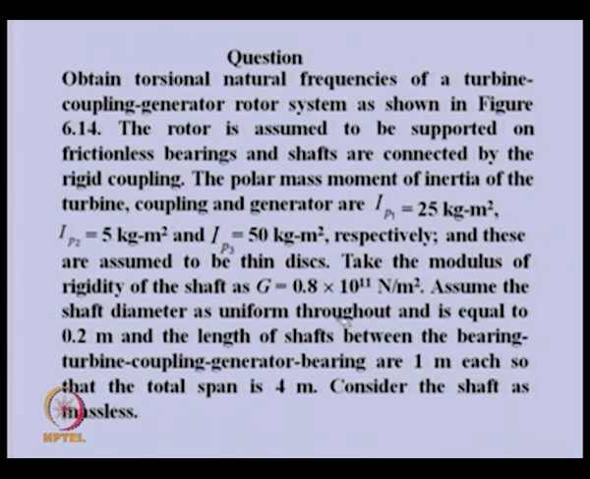We are assuming that the shaft is uniform and has no inertia, and that the bearing imparts no frictional torque onto the rotor. The length of the shaft segment between the turbine and the coupling, and between the coupling and the generator, is 1 meter.